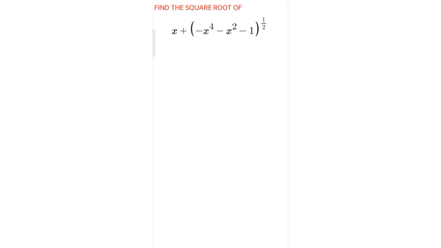So this is a question: we need to find the square root of this, that is x to the power 4 plus or minus x square minus 1, whole root. Here we don't find any complex term, but getting an idea of taking the square root of this by using the complex numbers method that I've just discussed is a very tough logic. But still, using that way, we can easily find the square root of this.